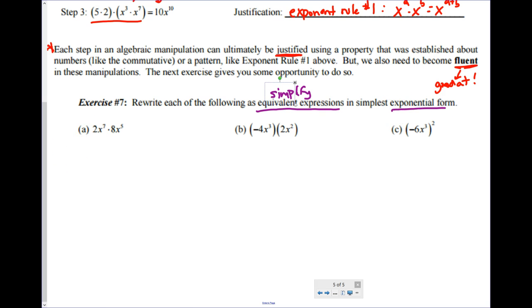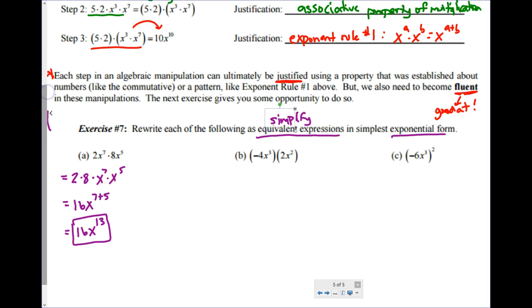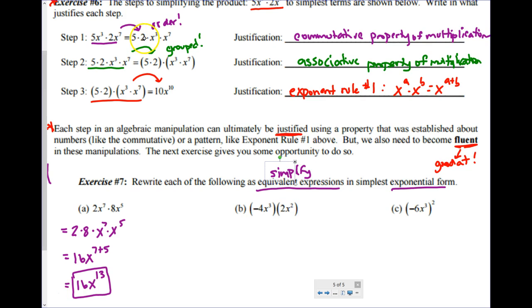A says 2x to the 7th times 8x to the 5th. Well, I'm going to regroup the numbers, so I'm just putting the 2 and the 8 in front, and then the x to the 7th and the x to the 5th at the end. Now I'm going to multiply. 2 times 8 is 16, and when I multiply these exponents, it's like adding them. So I get x to the 7th plus 5, and so I keep the 16 and get x to the 13th power. Okay, so it's a lot like what we did up here in this exercise, where they changed the order, they grouped them, and then they did the multiplication.